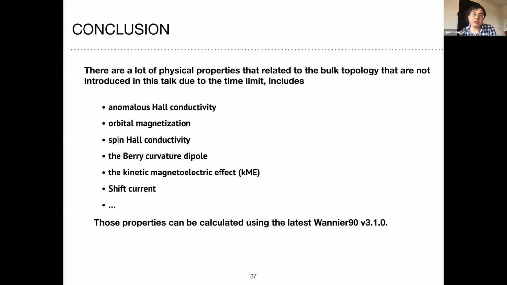Actually, there are a lot of physical properties that relate to the bulk topology, especially related to the Berry curvature, that are not talked about in my slides. This includes the anomalous Hall conductivity, orbital magnetization, spin Hall conductivity, the Berry curvature dipole, the kinetic magnetoelectric effect, and even the shift current. All those properties can be calculated using the Wannier functions, the Wannier lattice.